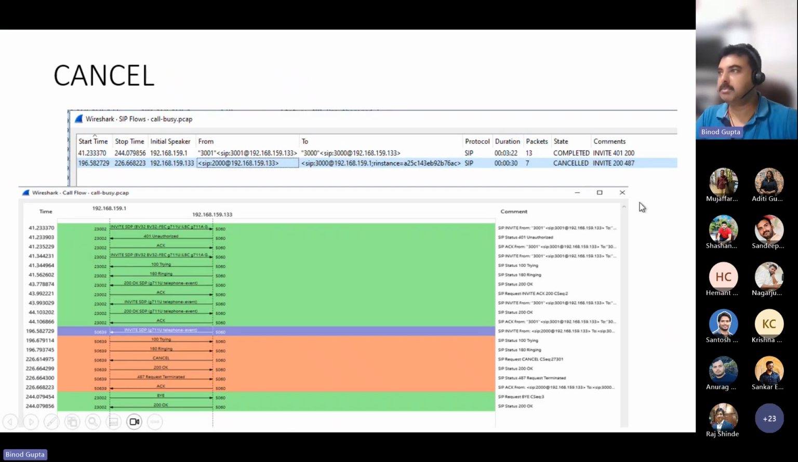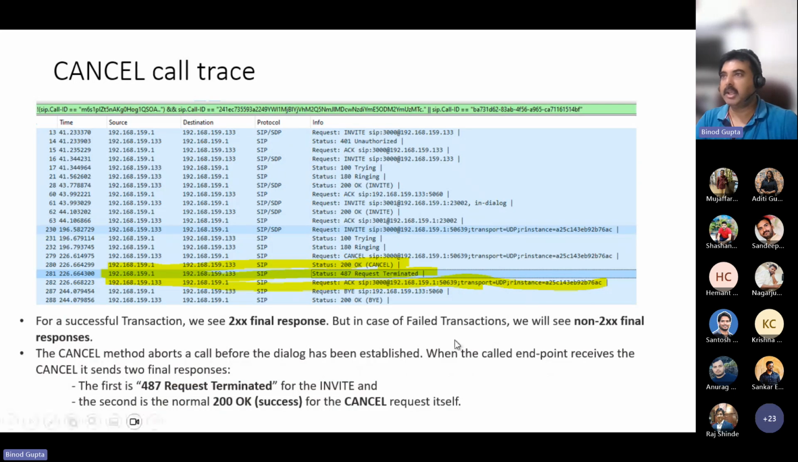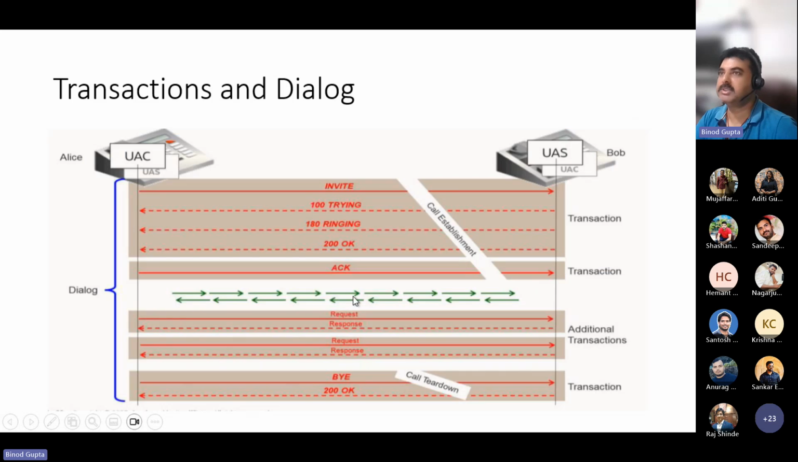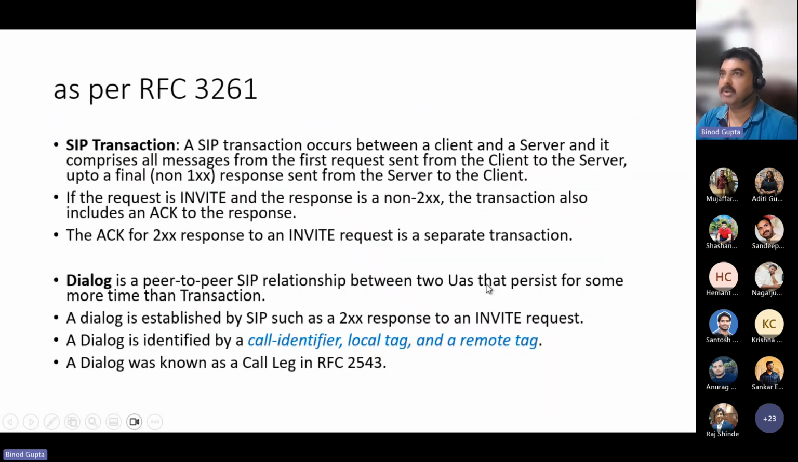Maybe I could show that parameter as well. But okay, this is how it works for the cancel. You'll see a similar kind of message. I have written down here in this PPT that there will be two messages, one is 487 and 200, for this message, transaction and dialogue.